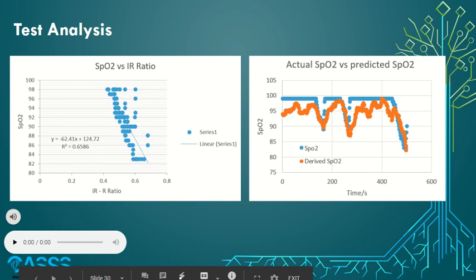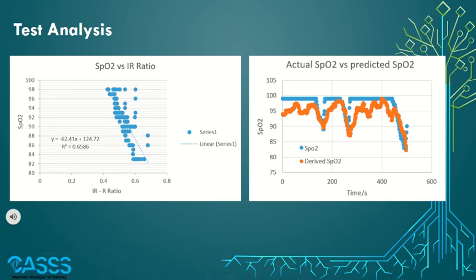The graph on the left depicts the relationship between the R ratio and the saturated oxygen. By removing the redundant 99% data points, we see there is a linear relationship between the variables. By using linear regression, we can find a function that will map the R ratio to the saturated oxygen. This is shown in the graph on the right. We can see that the derived saturated oxygen closely follows the actual saturated oxygen. This allows us to accurately measure saturated oxygen in our system.